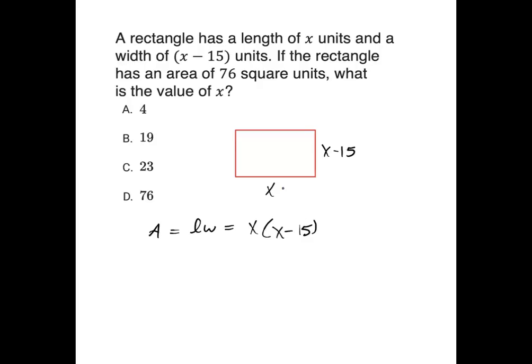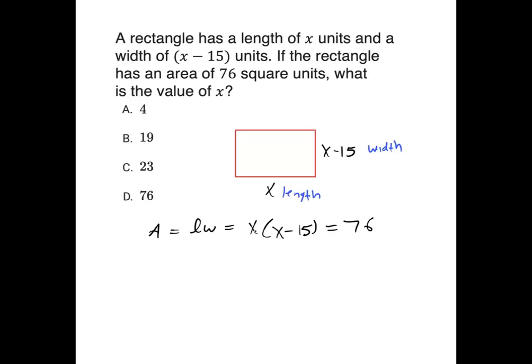And let's just label these in case we need them. This is the length here, and this is the width. So we've got length times width as x times x minus 15, and that's equal to 76. Now we can start solving.